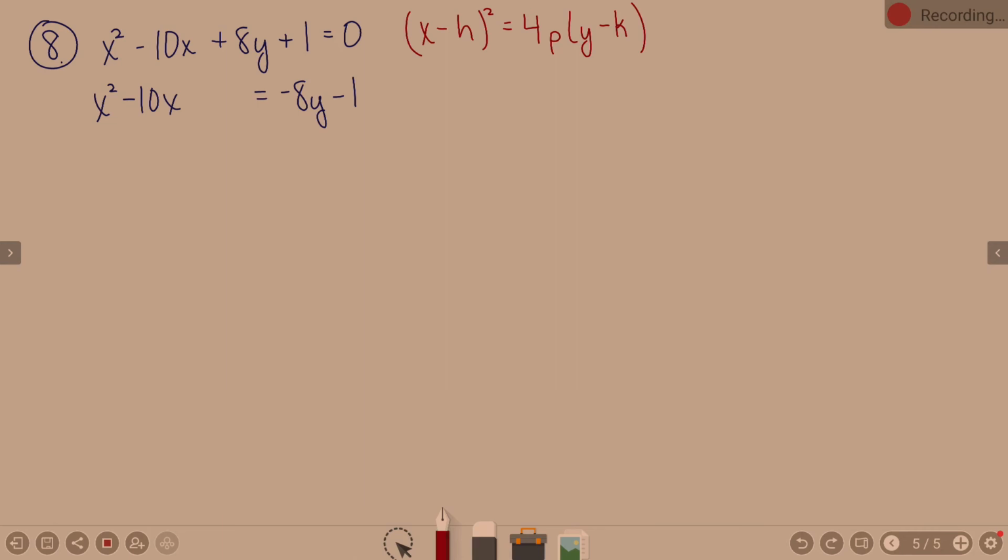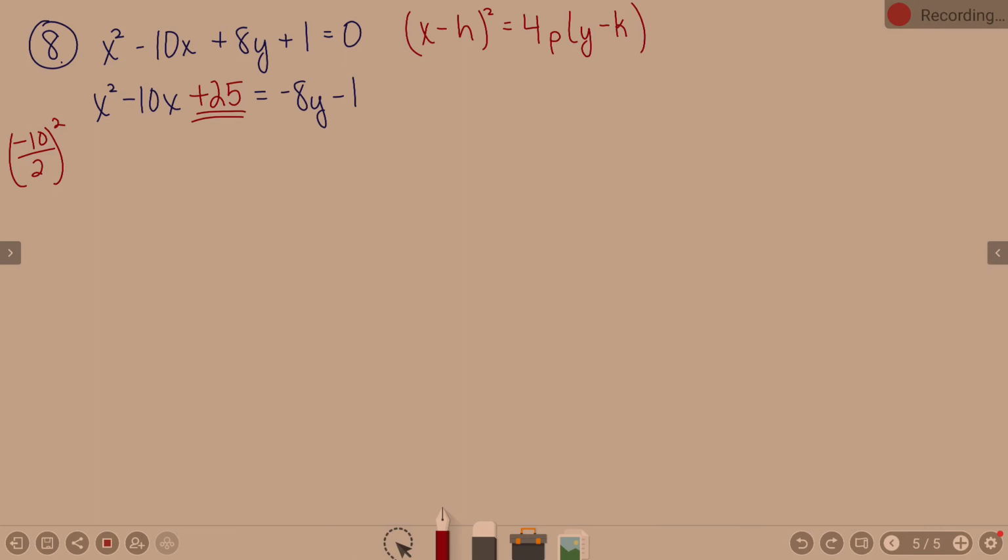We've already completed the square once today, yes? So if we're completing the square here, x squared minus 10x, my b value is negative 10. Negative 10 divided by 2 is negative 5. Negative 5 squared is 25. I'm going to add 25.